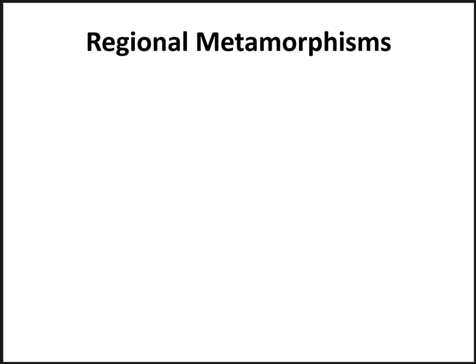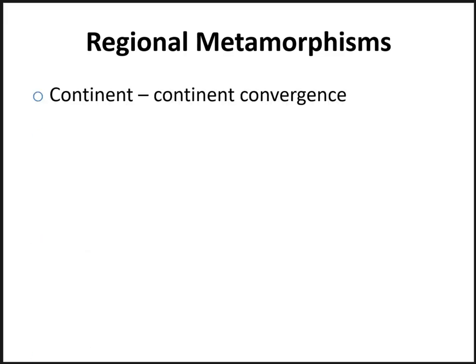The first type is regional metamorphism that are going to occur at convergent plate boundaries, specifically where you have continent-to-continent convergence. So regional metamorphism means that metamorphism of a rock occurred over a massive area, like found in a mountain range, for example. So again, think of the Himalayan mountains as a classic example of regional metamorphism.